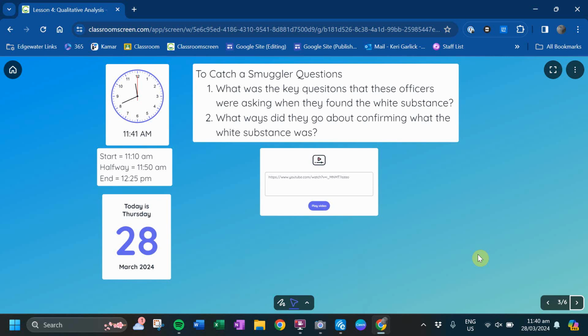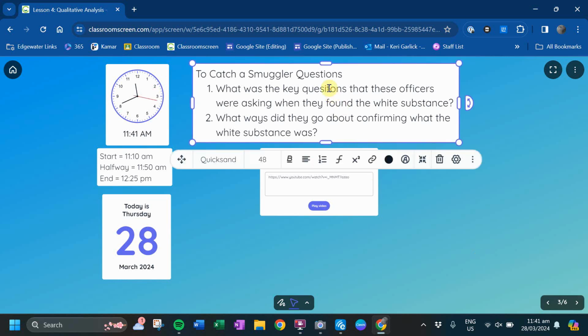Actually, yes, we should, because this is actually good questions. So, I'm going to play you a video from To Catch a Smuggler. The reason why I want to show you this clip is I want us to think about some questions that we often ask for qualitative analysis. So these questions are, first off, what questions are the officers asking when they find this white substance? And also, what ways do they go about confirming what that white substance is? So I'm going to play that video, and then we can discuss those questions.